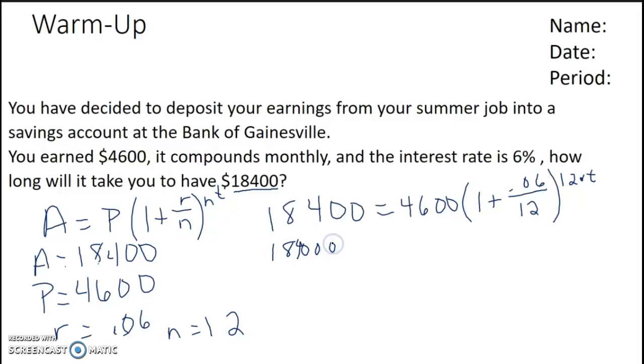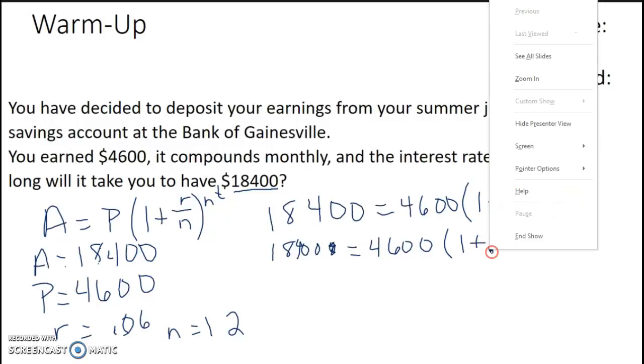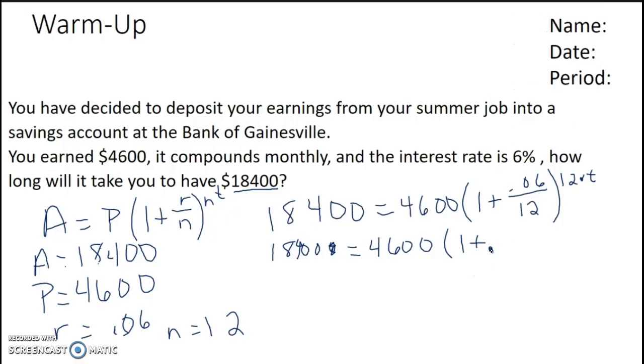18,400, too many zeros, equals 4,600 times 1 plus 0.005 to the 12 times T power. Sorry, my decimal is going to look like giant squiggles because the computer's being ridiculous this morning.